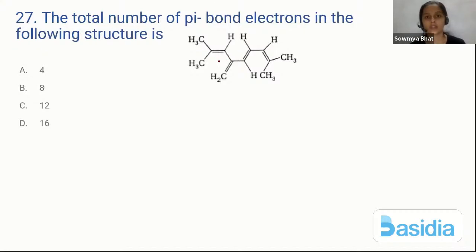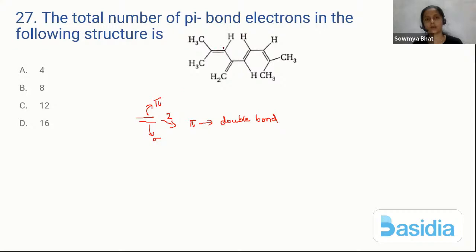Now let me go to this one. The total number of pi bond electrons in the following structure. We already know the pi bond refers to a double bond. Whenever you say pi bond, if it is like this, you are not considering it as 2 pi bonds. One of them is pi, the other one is sigma. That you have to remember.